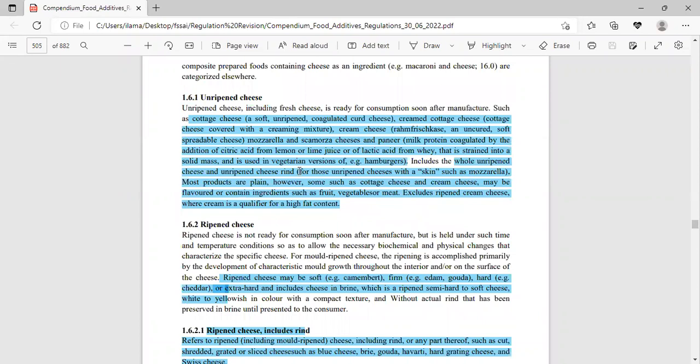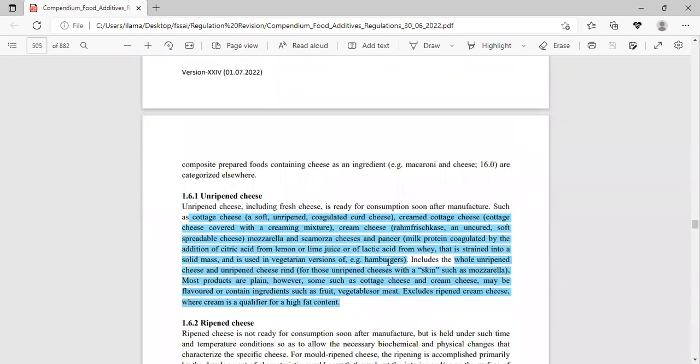Just go through here, they will give what are all the cream cheeses like that. So that is what I highlighted. So just make a separate note.